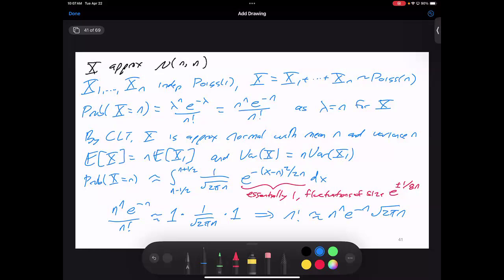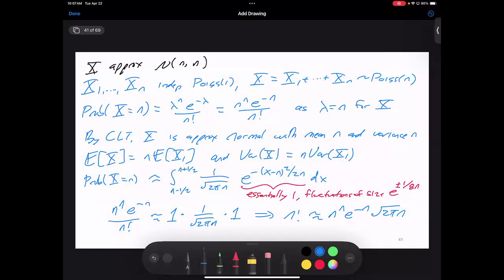And if we trust the convergence, we can even get that the error term is going to be of size, multiply this by 1 plus something of size 1 over n. So it's amazing, the implications we get from the central limit theorem right here.